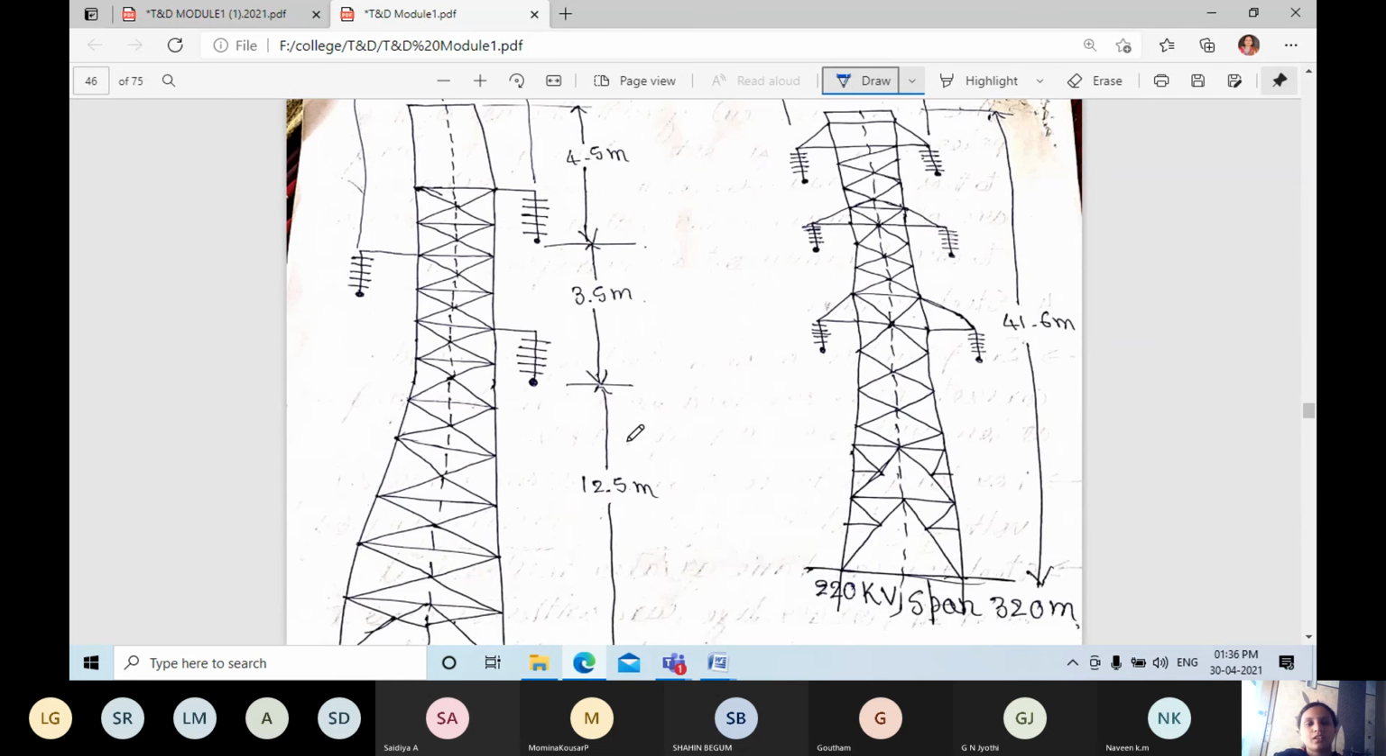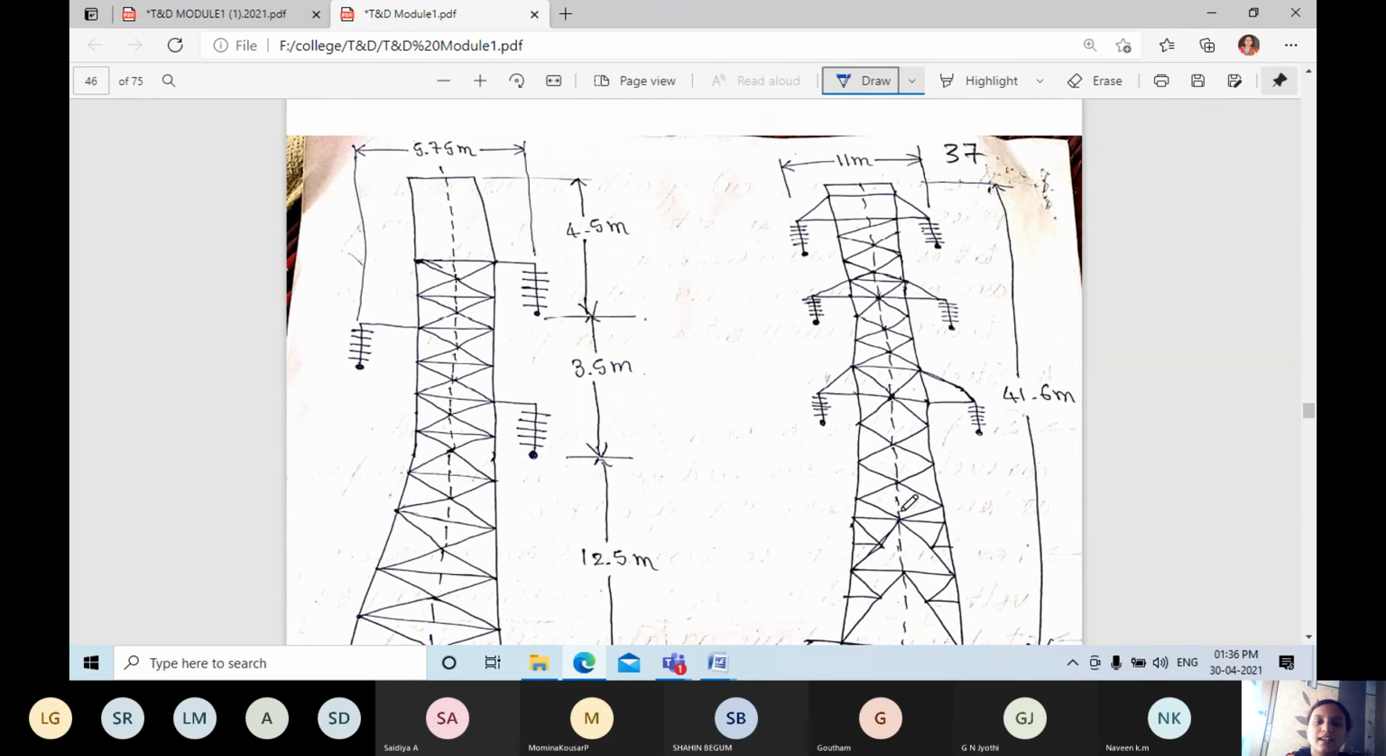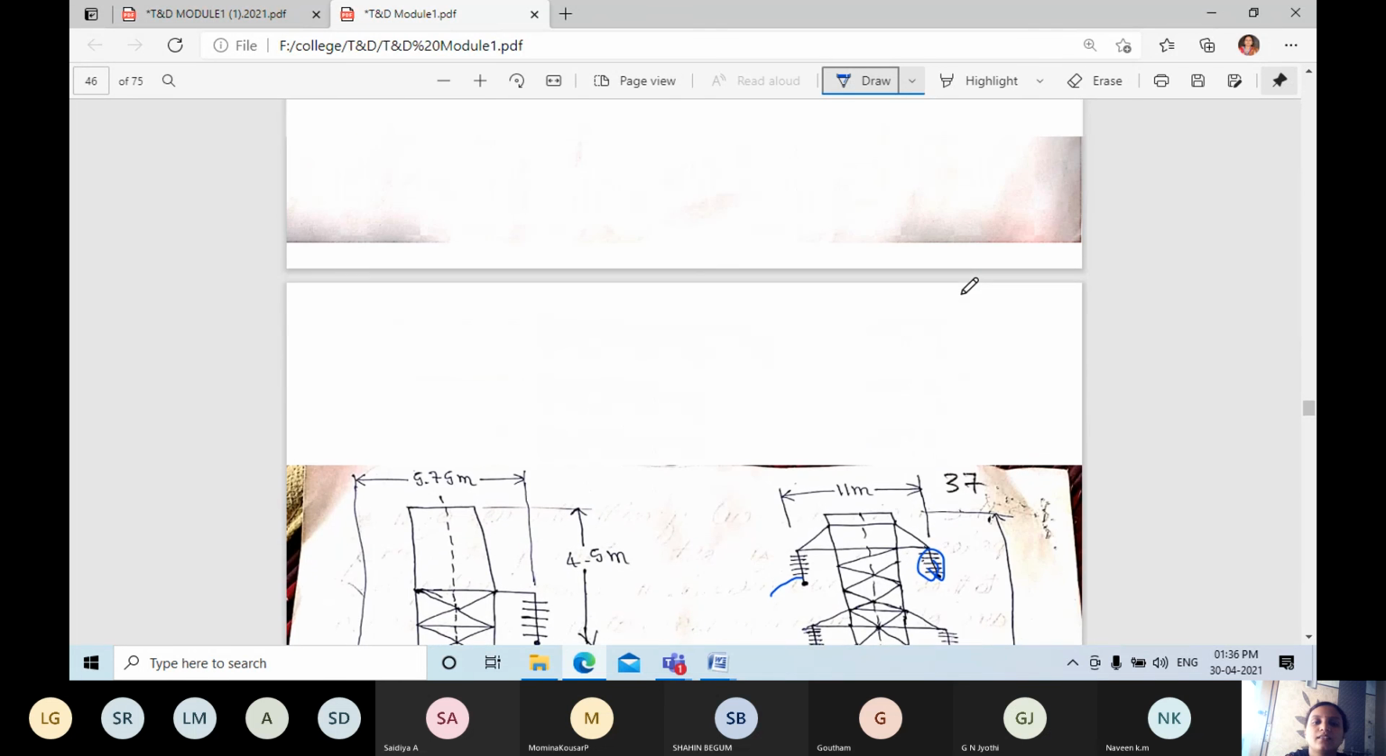You can observe these types: this is a single circuit tower, and this is a double circuit tower. If any fault occurs in one line, we can use the other one. With a double circuit, if one circuit fails, we can go with the other circuit. That is the advantage of a double circuit.